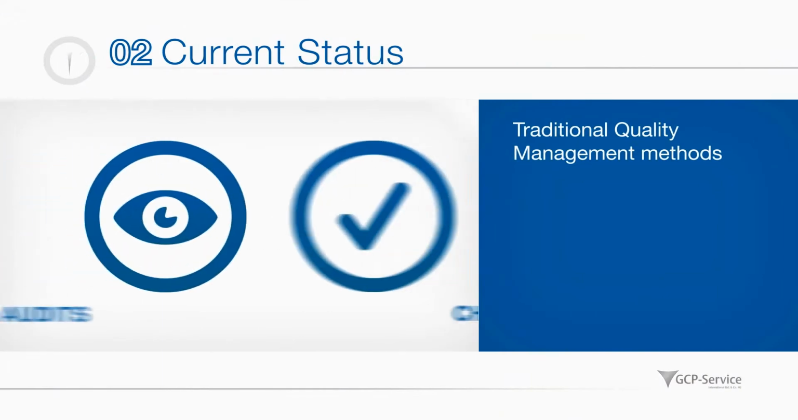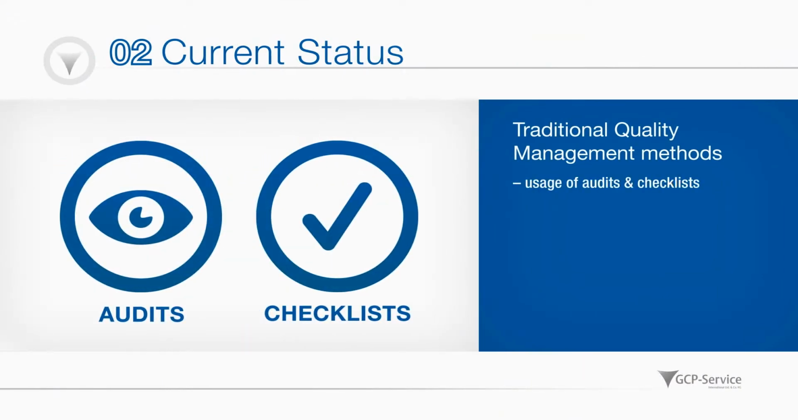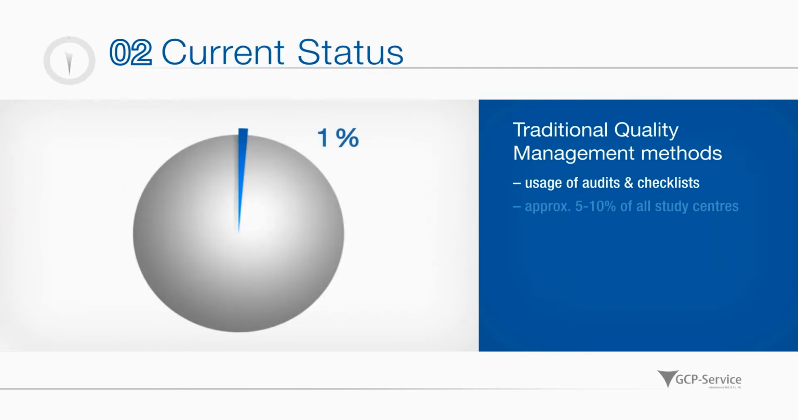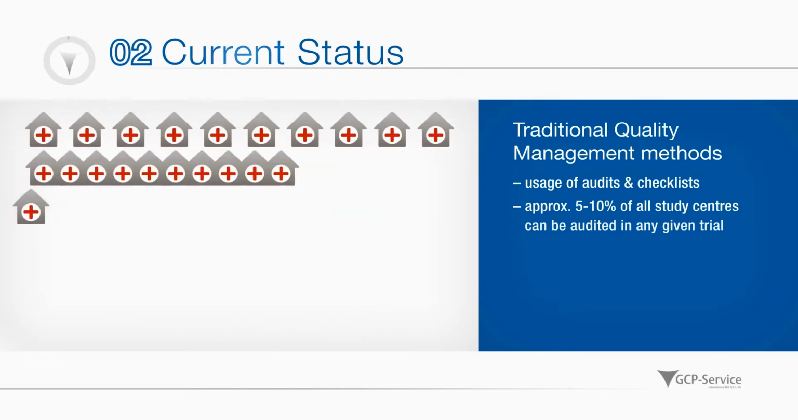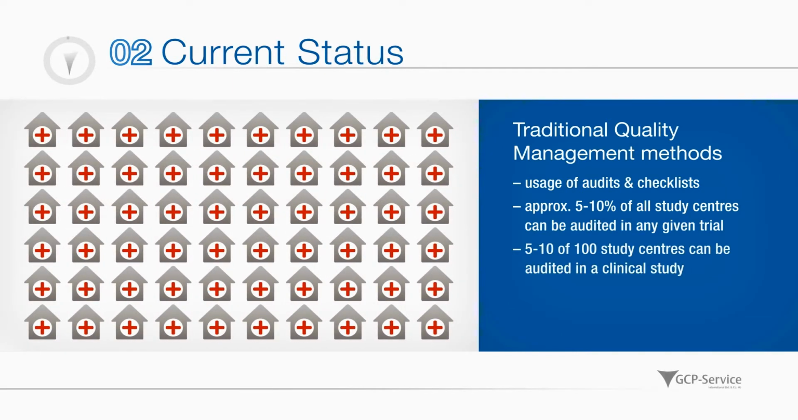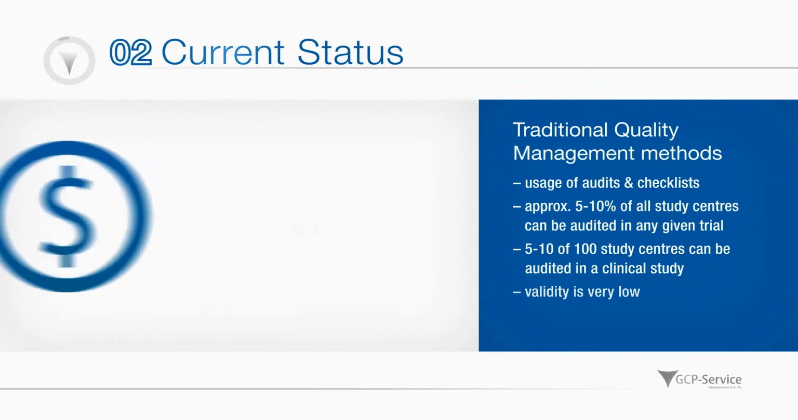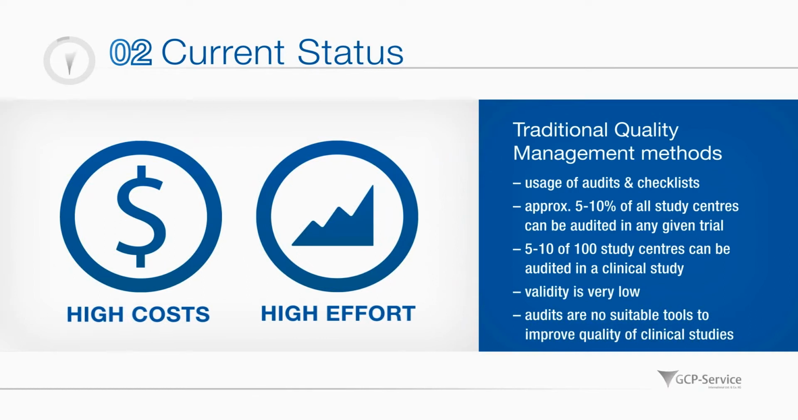Most companies currently use traditional quality management methods involving audits and checklists. They are able to audit approximately 5 to 10% of all study centers in any given trial. In the case of a clinical study with 100 study centers, this method would mean that not more than 5 to 10 of these sites would be audited. The audit results describe these particular sites in a very detailed manner. However, the validity of their findings is very low due to the comparatively low number of sites that had actually been audited. Despite high costs and many efforts auditors spend, audits are not suitable tools to improve the quality of medium-sized or large clinical studies.